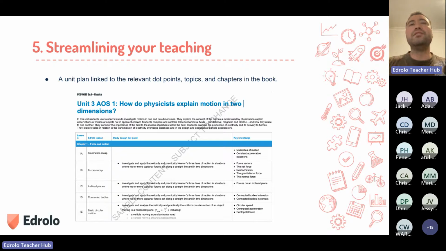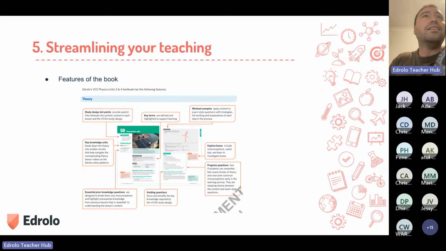So with our new textbook that we're writing, we've got a unit plan linked to all the topics and dot points and chapters in the book, so you don't have to worry about it. You can give that straight to your head of department. You'll like it. Again, a lot of the features are similar. If anyone uses our Year 11 book, we've got our key terms, the explore boxes, and the things I really find useful would be the strategy boxes and the tips, which really help your students get their exam practice in and get their exam technique down.